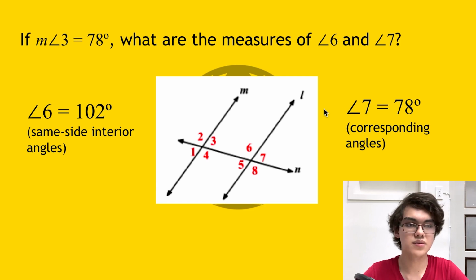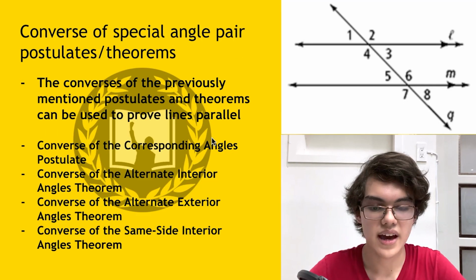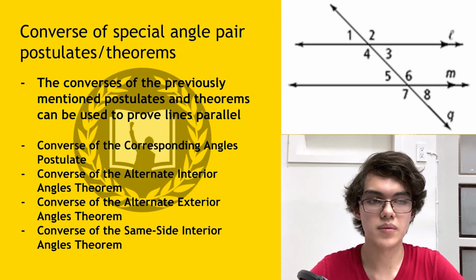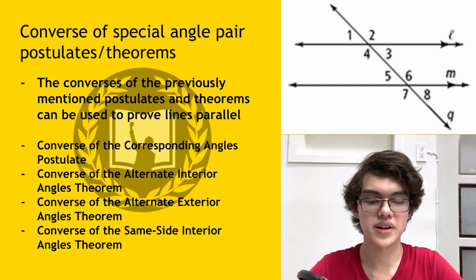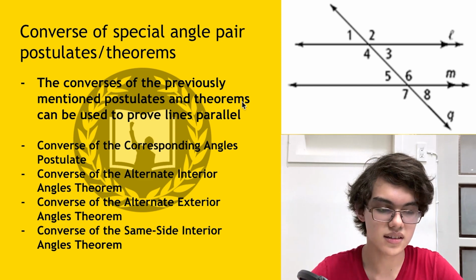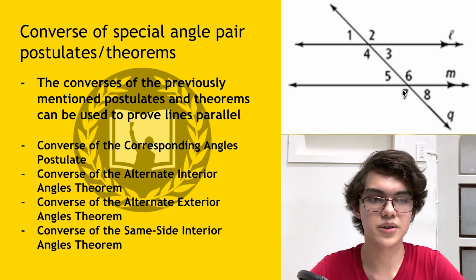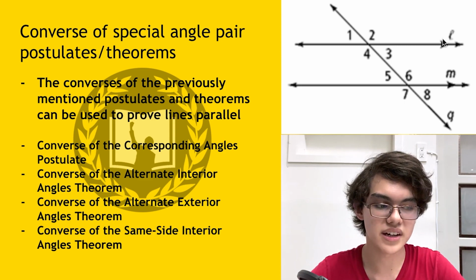And angle 7 would be 78 degrees because of the corresponding angles. These are both on the top right, which means they're corresponding angles, which means we know that they're congruent. And remember that each of these postulates and theorems with the congruent angles and the supplementary angles, they all have converses, which means that if you can prove that the corresponding angles of two lines crossed by a transversal are congruent, then you know that the two lines are parallel.